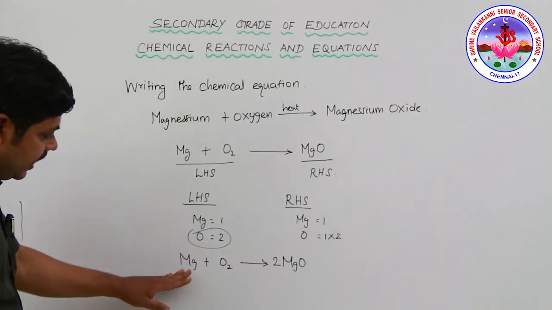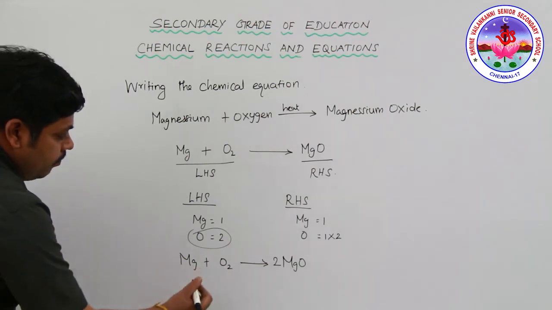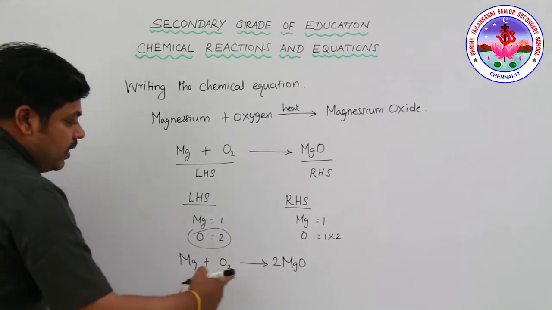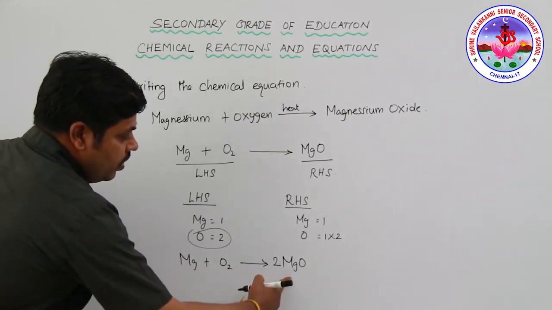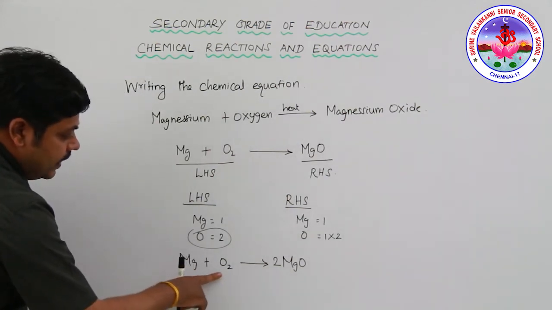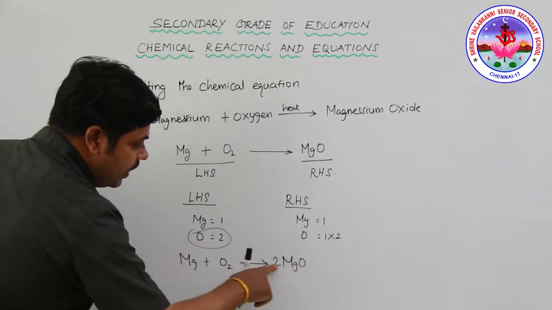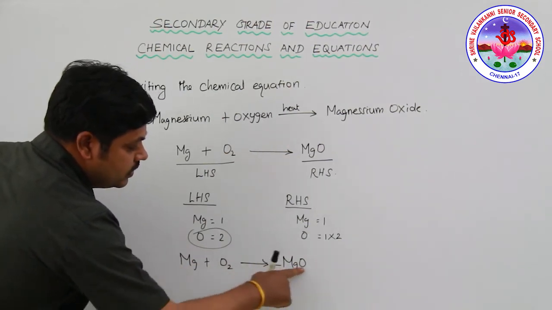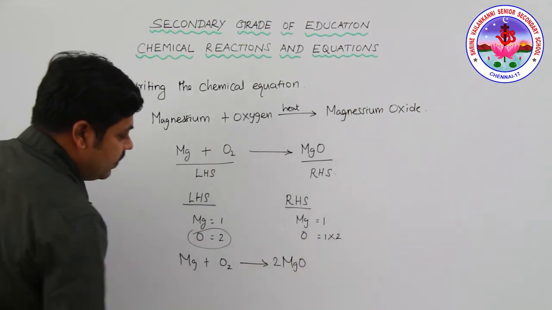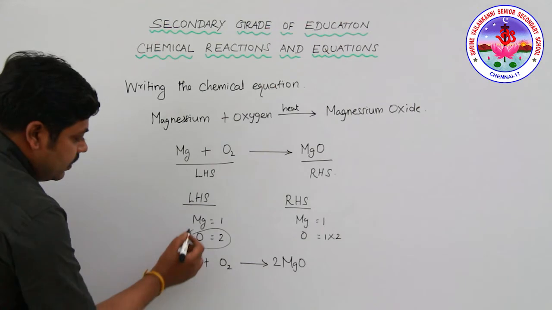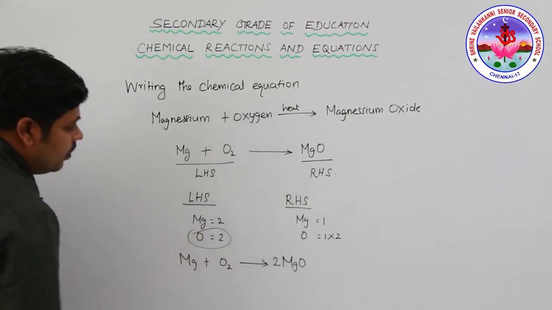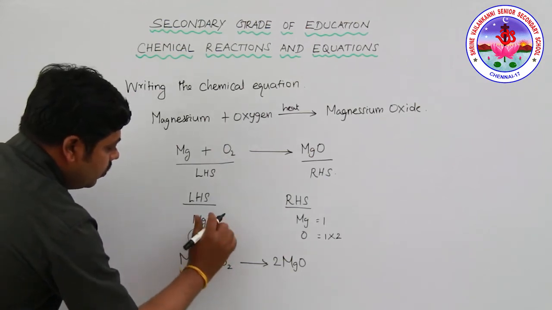Now check here, is anything unbalanced? Yes. On the left hand side, magnesium is 1. On the right hand side, the magnesium is 2. Now the magnesium is increased on the right hand side. Then look at the oxygen. Oxygen on the left hand side is 2, then the right hand side also 2. This is the stoichiometric coefficient of the oxygen. So 2 oxygens are present. So on the left hand side, the magnesium is reduced, so multiply by 2.